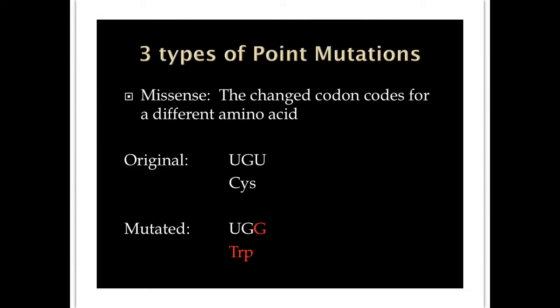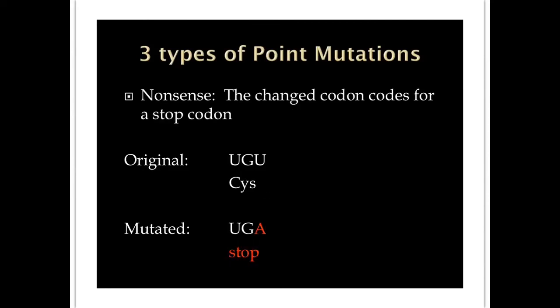Second type of point mutation is called a missense. This is when the changed codon codes for a different amino acid. So if the original codon was UGU and coded for cysteine, if that third base changed to a G and now my codon is UGG, you will see that that codes for tryptophan. So this is a missense. I'm changing one amino acid into another.